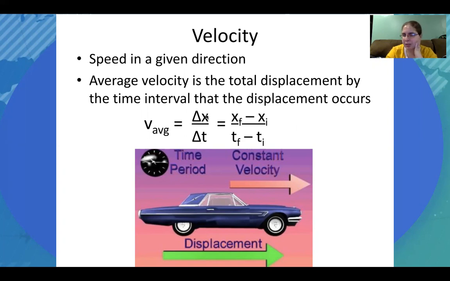Position, you can also think about that as distance. Distance over time. See? Speed. But we also talk about direction.